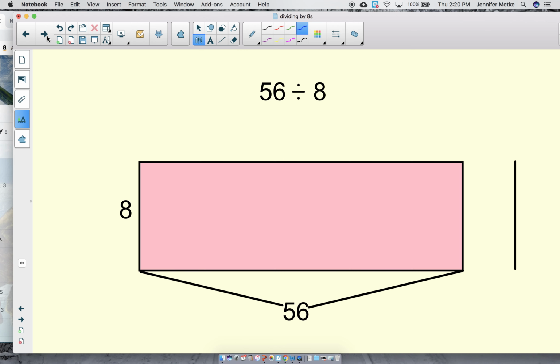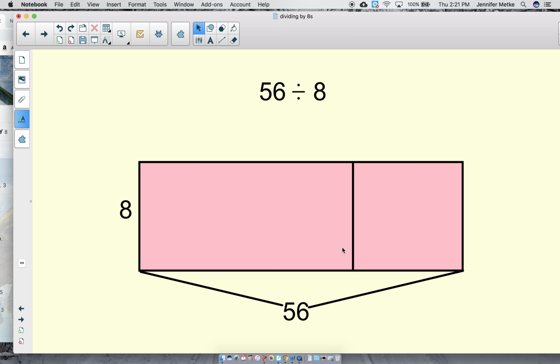Using that same strategy, here's a different model to think about that. In this case, I have 56 divided by 8. If I can't remember the multiplication problem, I could chunk this out. You'll see that my rectangle has an area of 56. My side length here is 8. So really I'm thinking of 8 times what is 56. We're really relating it to multiplication. But if I just don't know that, I could use facts that I do know.